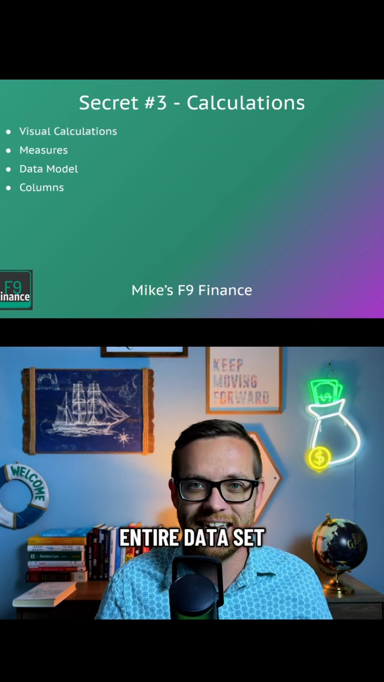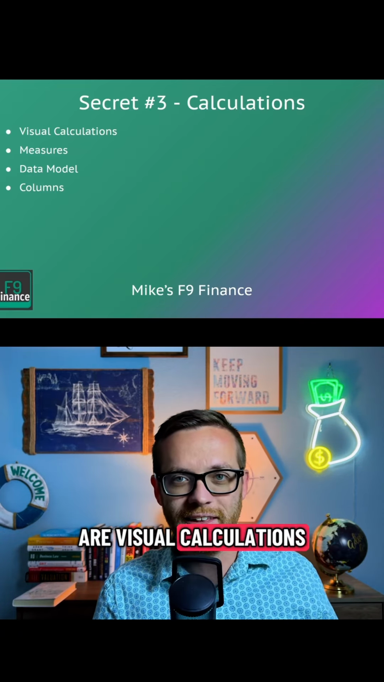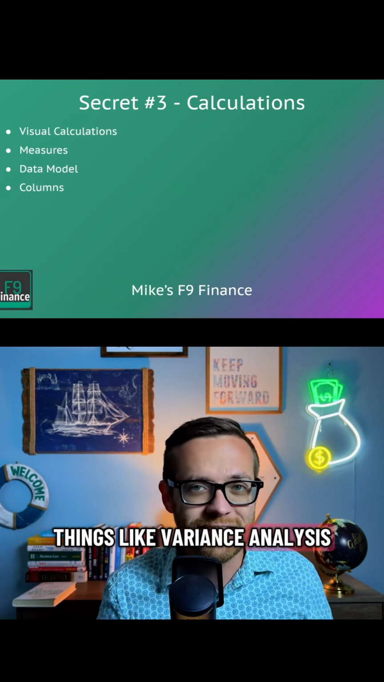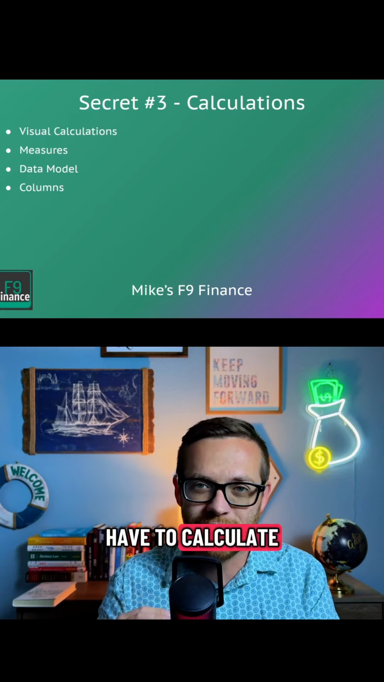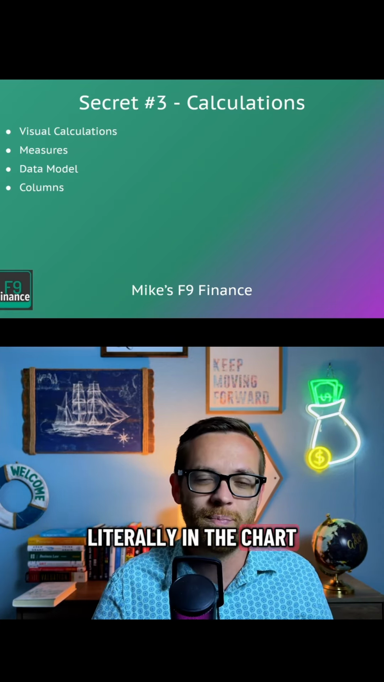entire data set. In order of speed, the fastest calculations are visual calculations done right in a chart. This is a great use for things like variance analysis, variance percents. Do them in the chart, and it doesn't have to calculate this across the data set. It just has to calculate what's literally in the chart.